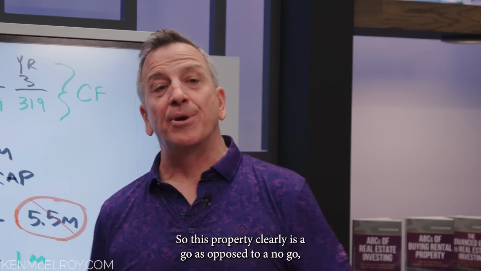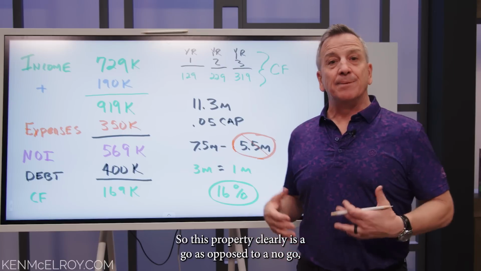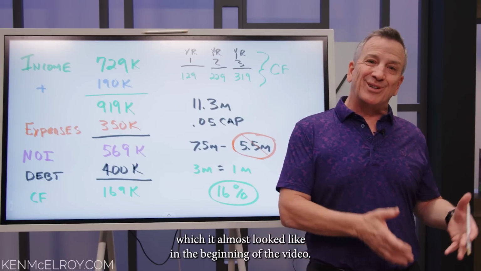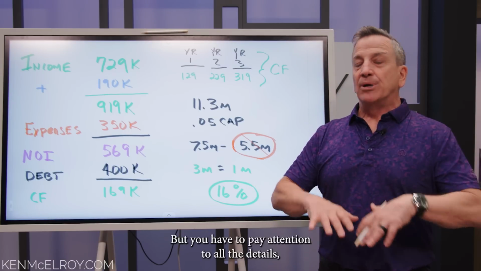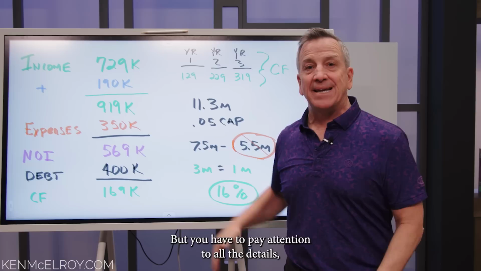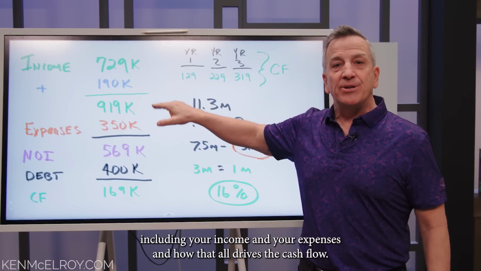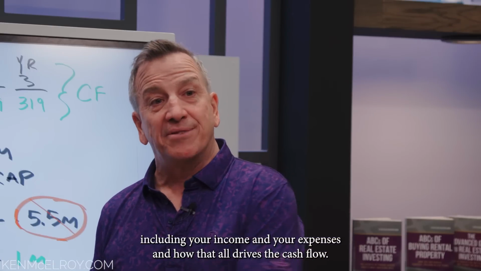So this property clearly is a go as opposed to a no-go, which it almost looked like in the beginning of the video. But you have to pay attention to all the details, including your income and your expenses and how that all drives the cash flow.